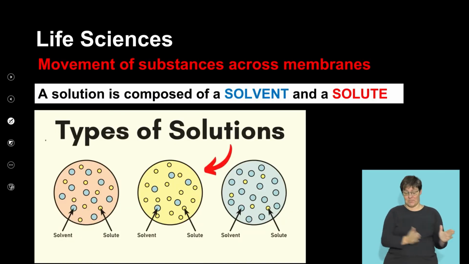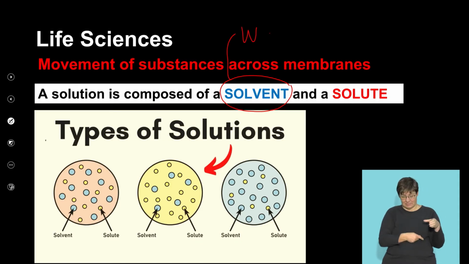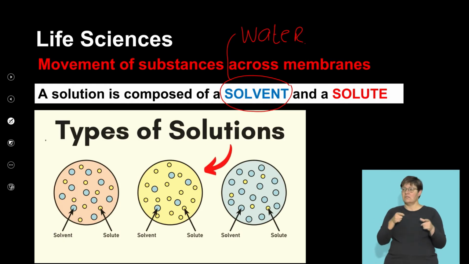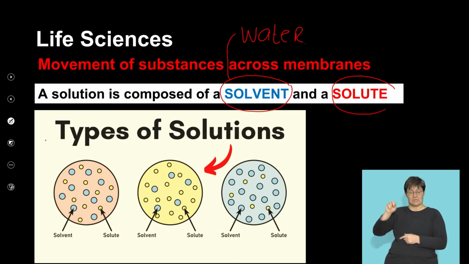Now, our next concept is quite a challenging one, and it's got a few words that you need to understand. When I talk about a solution, I want you to think about your tea again. A solution is composed of a solvent, something we dissolve in, and I want you to think here of water, and a solute is what we dissolve in.